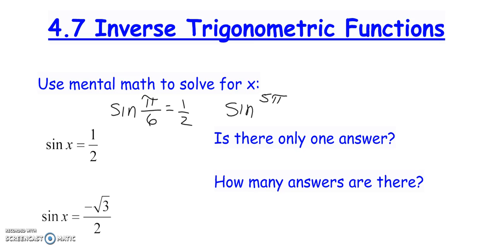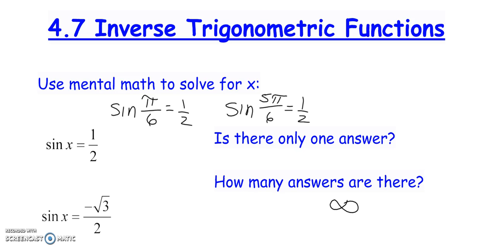Sine of 5 pi over 6 would also equal 1/2. You can double check that on your unit circle. That's in quadrant 2. That would also be equal to 1/2. So are there only two answers? I would hope you would say no to that question as well. If there's more than two answers, how many answers are there? There's only one way to describe it. Infinite.